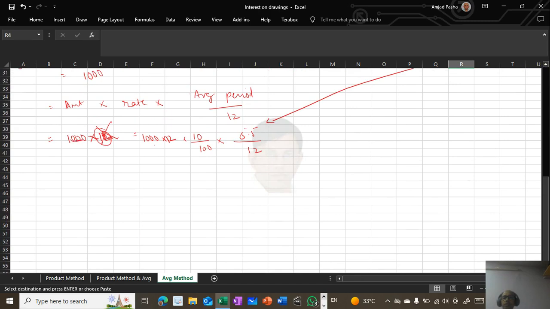So the amount is 12,000 into 10 by 100 into 5.5 by 12. So 12 and 12 cancel out, 1 by 12. So this 0 and this 0 go. So 100 into 5.5 is 550. So if calculator is allowed, you simply use it. So that's all, 550. See how simple it is.